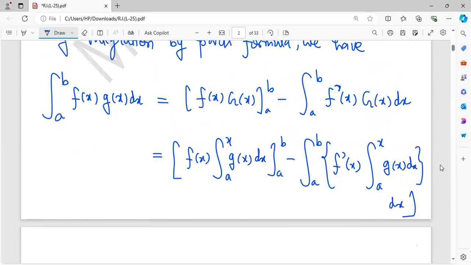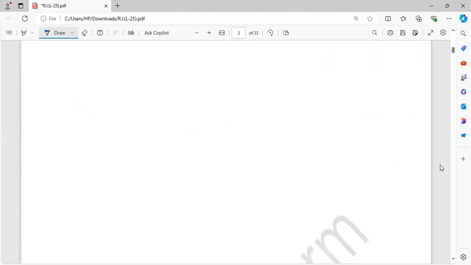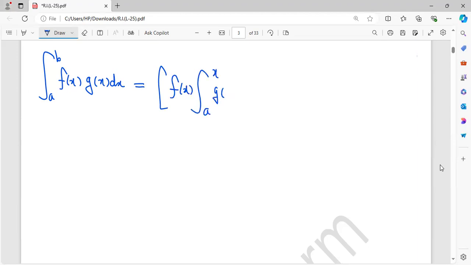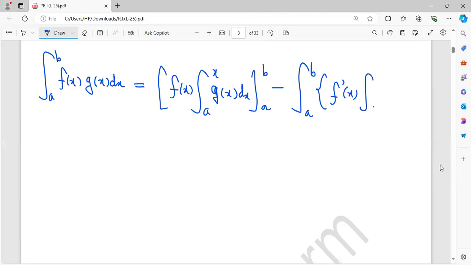So I'm writing this in the next line. The integral from a to b of f(x) g(x) dx is equal to f(x) times the integral of g from a to x of g(x) dx, limits a to b, minus the integral from a to b of the derivative of f times the integral of g from a to x of g(x) dx, and then this bracket is closed. So this is proved.